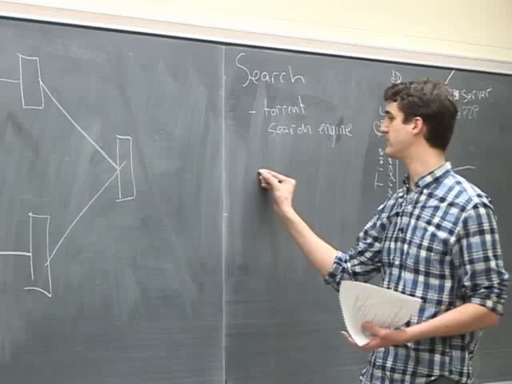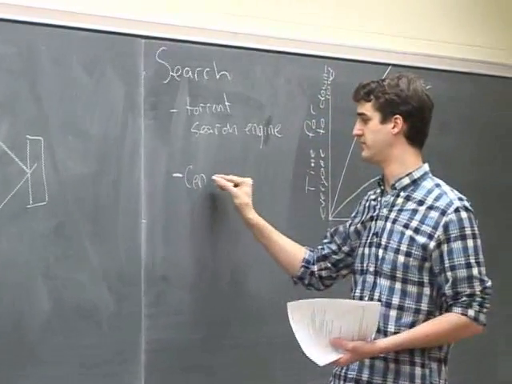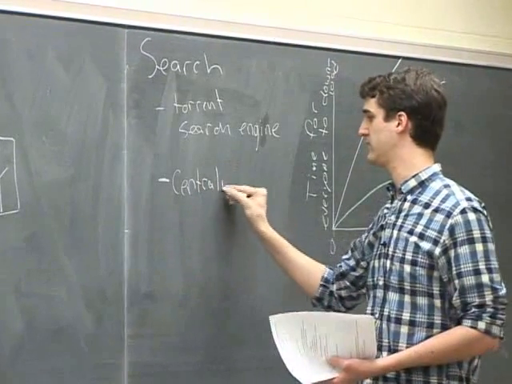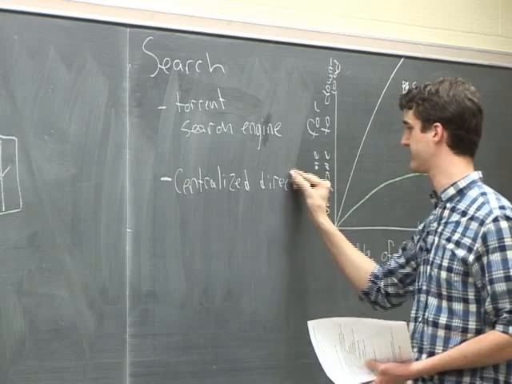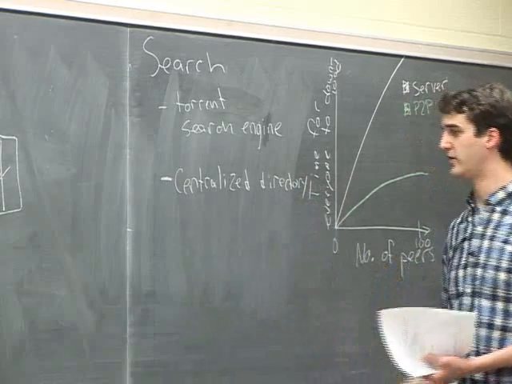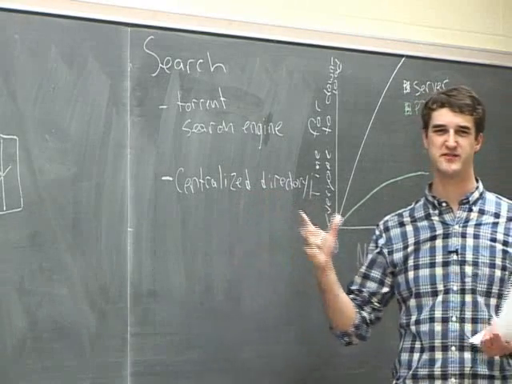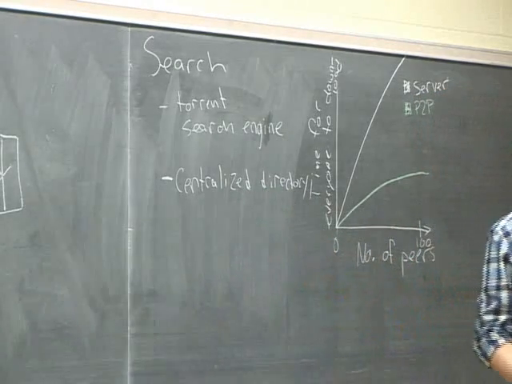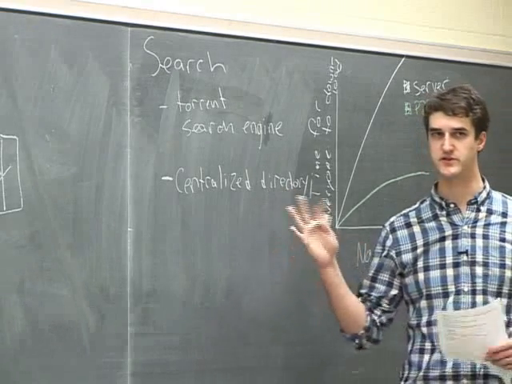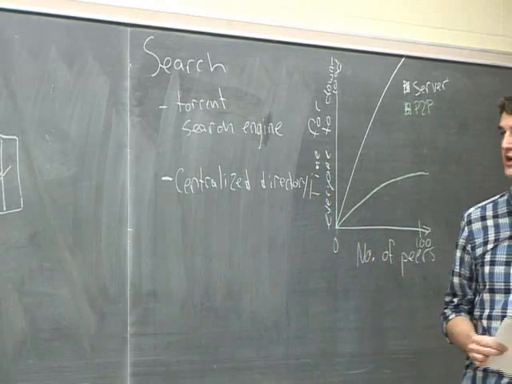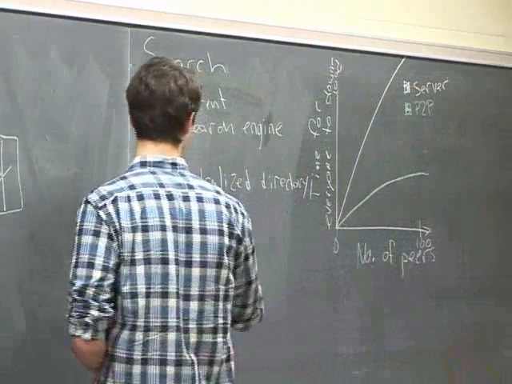So there's other models. So one is a centralized directory server. Okay. And now Bittorrent is sort of a mix between the centralized and the fully distributed case, all right? So we're going to look at each of those, and then you'll see how Bittorrent fits in. So you can have a centralized directory service. This is, for example, what Napster did.